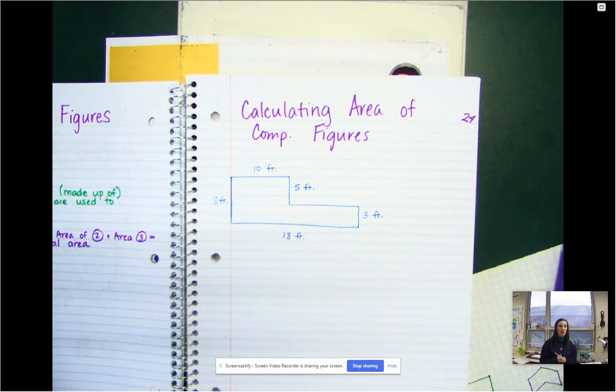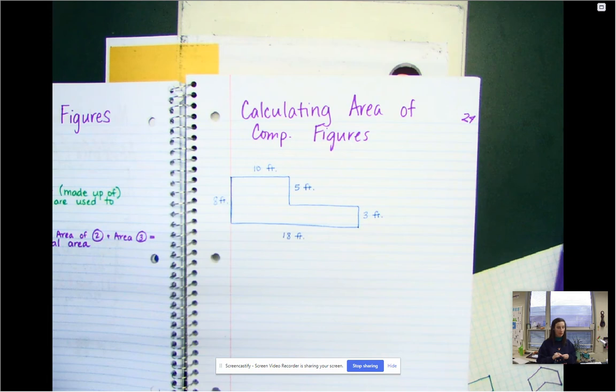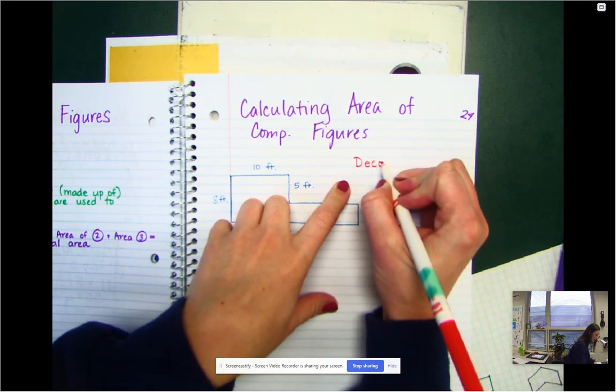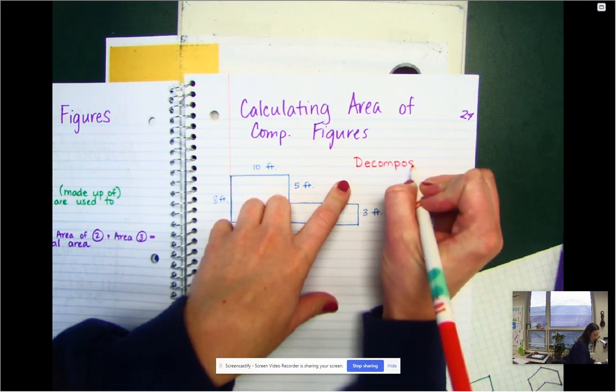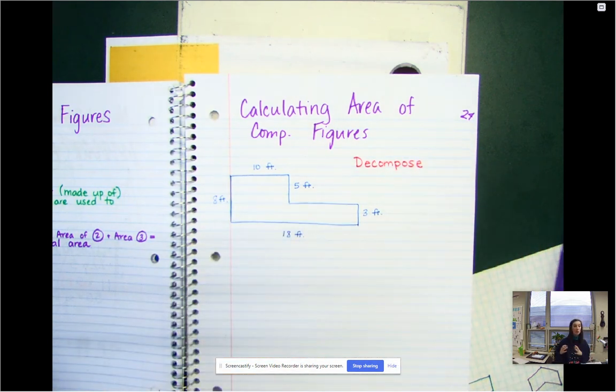Now, the way that I find the area of composite figures is I decompose them. Composite means created, put together. In order to find the area, I decompose. I do the opposite of composing, which means I'm going to split these apart. I can do this in a couple of different ways. There's no one right way to decompose.